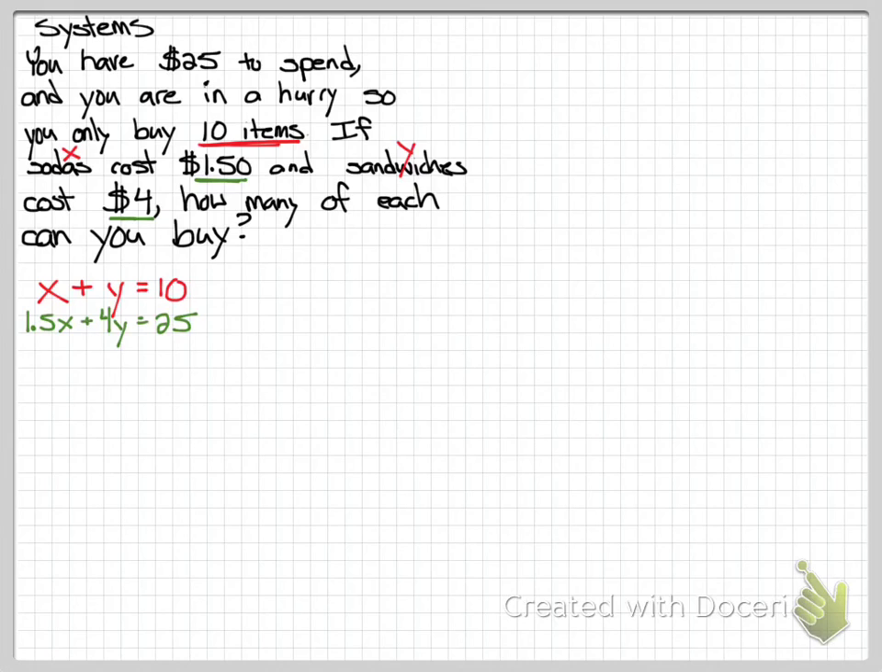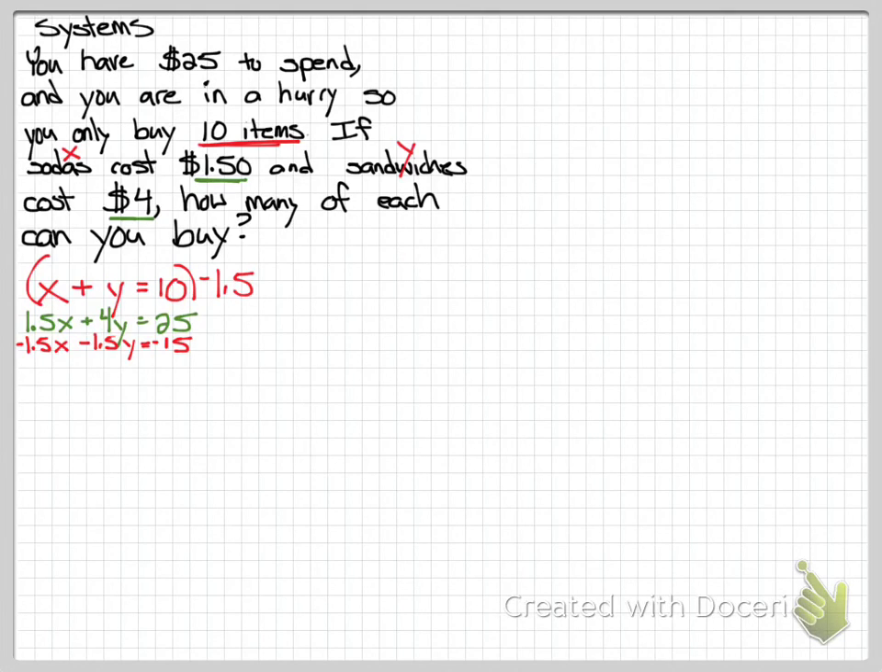A couple different options. You can do elimination. Multiplying the top equation by negative 1.5 would be a good way to do it. Or you could solve the top equation for x or y and plug it into the bottom. If it helps you at all, I'm going to do elimination. So I'll start setting that up. I'm going to multiply the top equation by negative 1.5. Do that and see what you get.